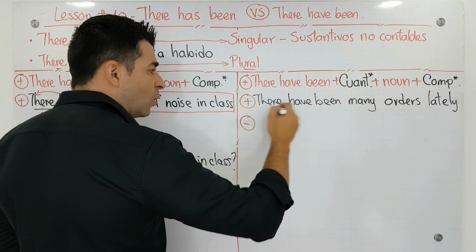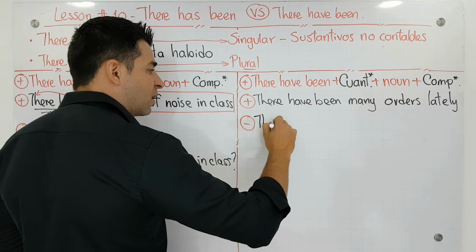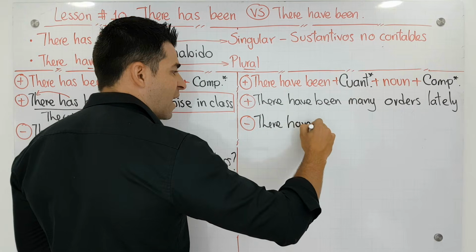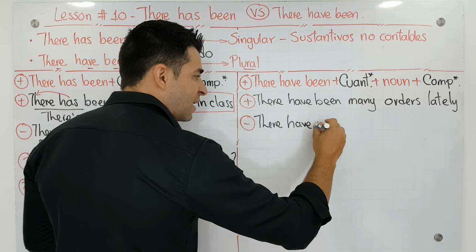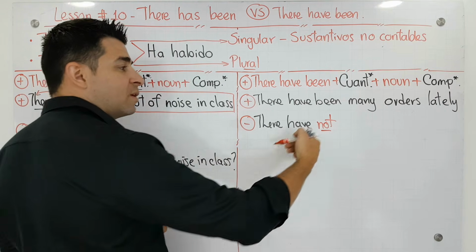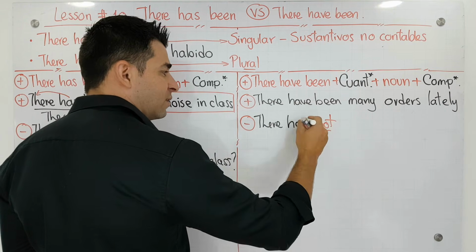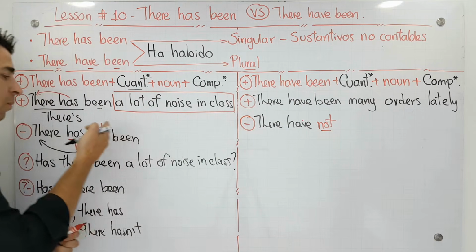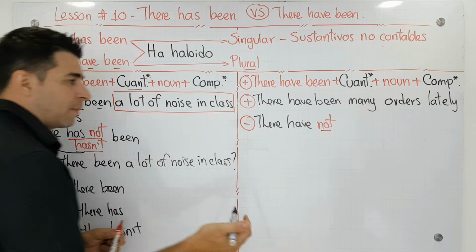In this case, we're going to add something here. So we say here, there have what? And then what? There have not. Remember guys, this is a negative sentence, so we put this not after this auxiliar, después del auxiliar, así como lo hicimos acá. Mire qué fácil, es simplemente eso.